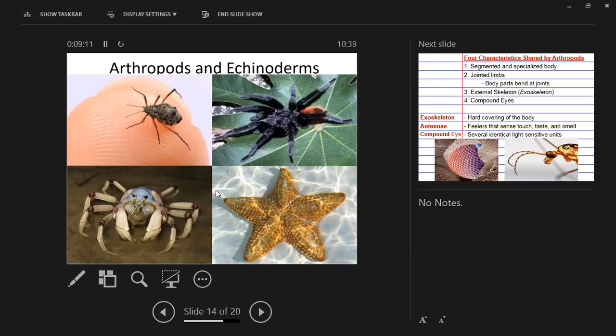Seawater enters the system and moves to different parts of the animal's body under pressure. The system ends in many tube feet which climb on surfaces, like small suction tubes, for example. Now, what about arthropods?